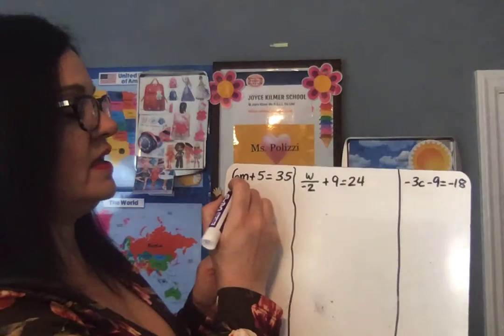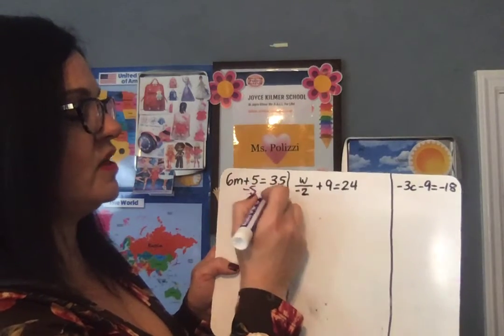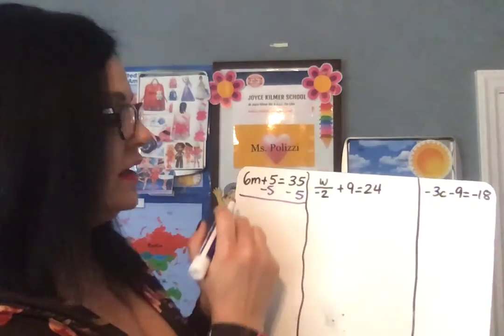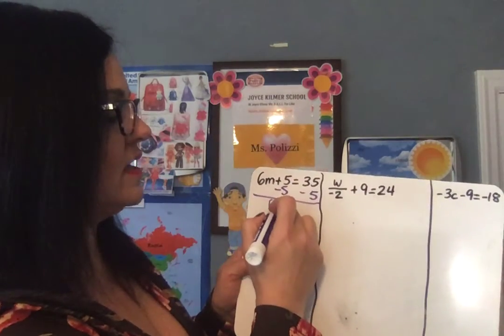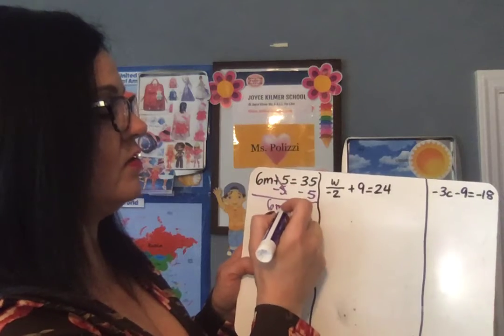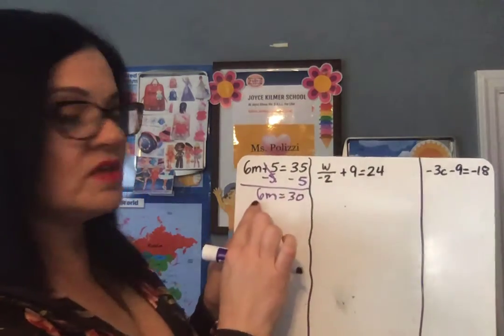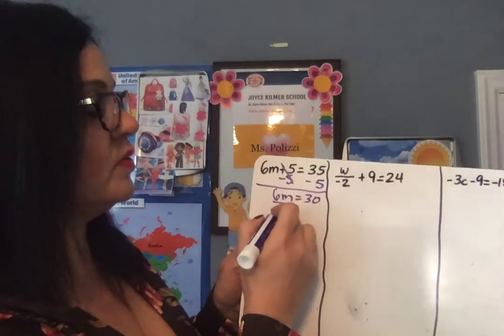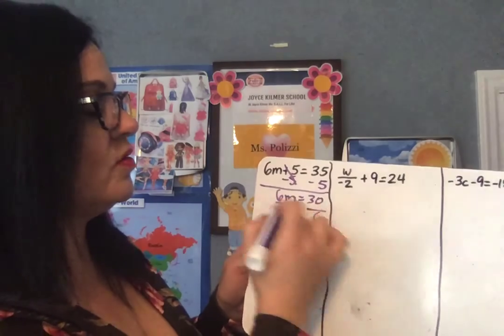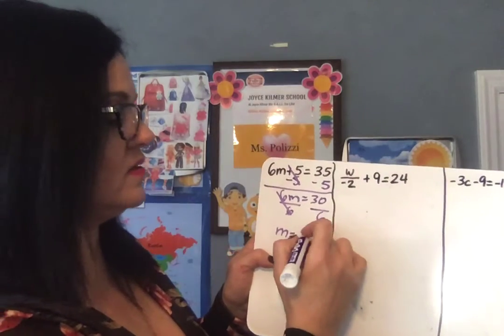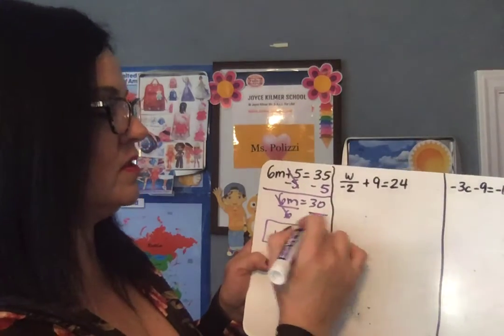We want to isolate m, so we're going to take away 5 on both sides, draw our line, bring down your 6m, cross this out. 35 take away 5 is 30. And to get rid of the 6, we'll divide it on both sides, cross it out. M equals 30 divided by 6 is 5. So the first one is m equals 5.